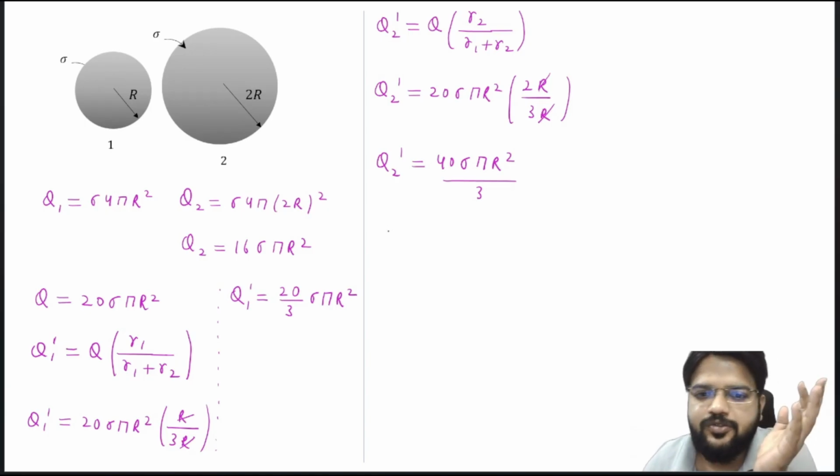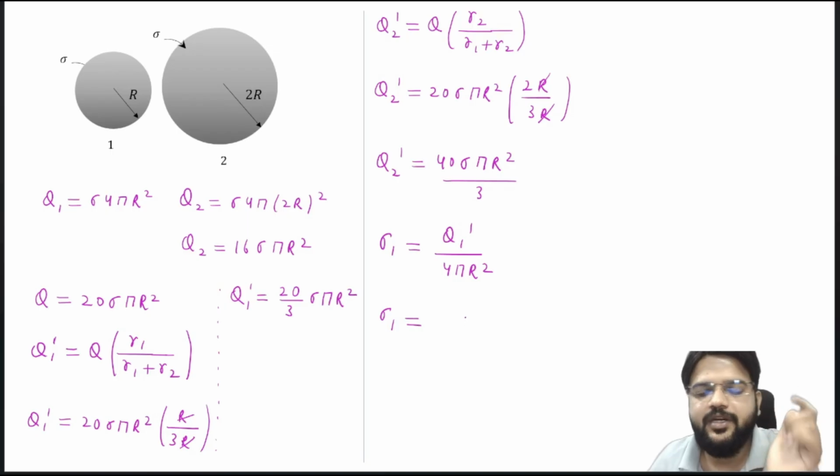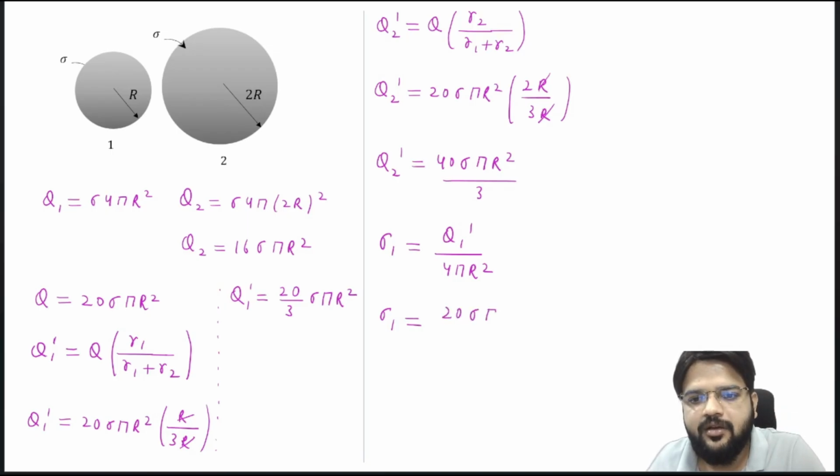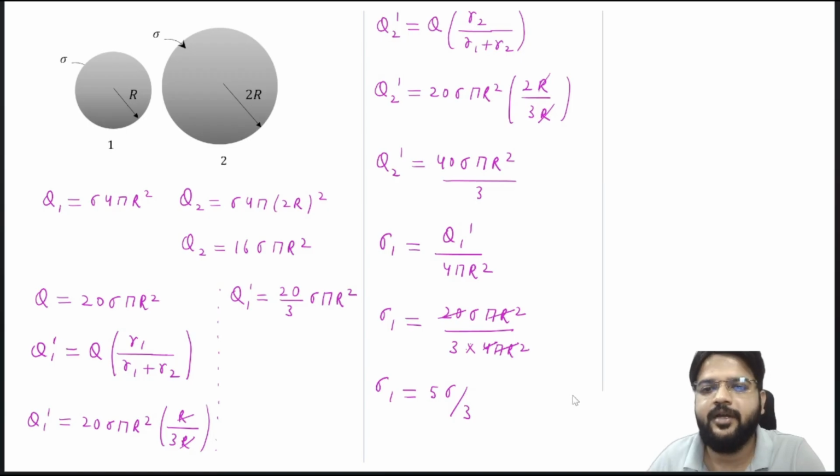Now we want the charge density. So sigma 1 can be written as what? It is Q1 dash divided by the surface area, which is 4 pi r square. What is the value of Q1 dash? Q1 dash is 20 sigma pi r square by 3, divided by 4 pi r square. Pi r square is cancelling. This is 4, so this is 5. So finally we get sigma 1 equal to 5 sigma by 3. Correct? So on the first sphere, the surface charge density after the separation is 5 sigma by 3.